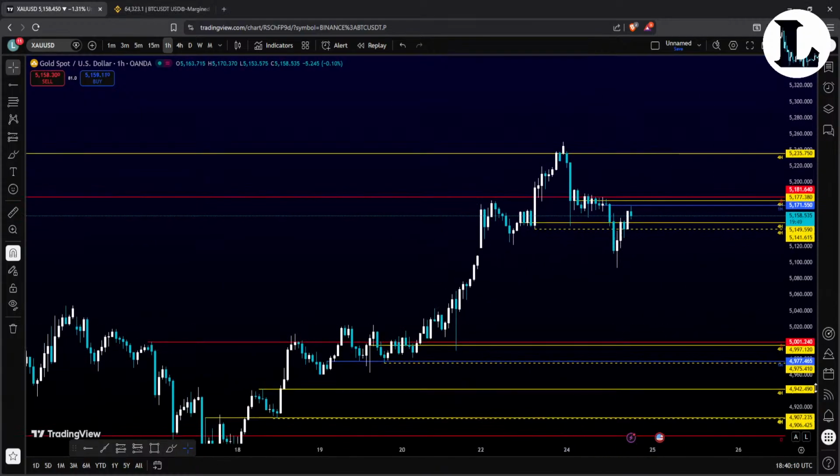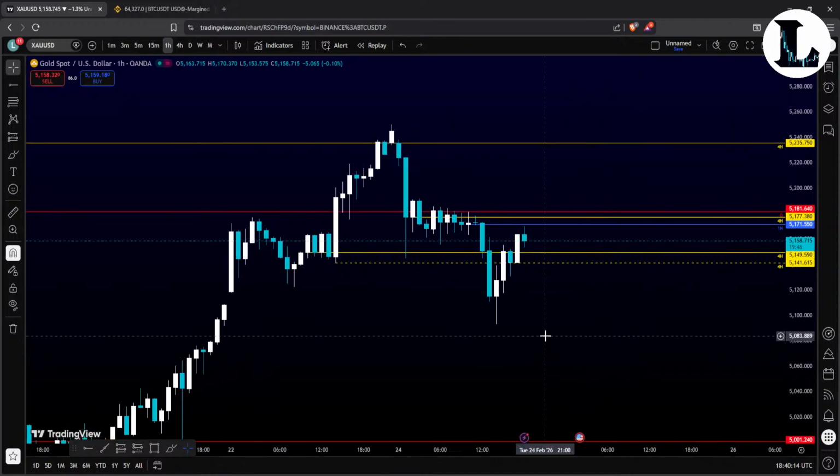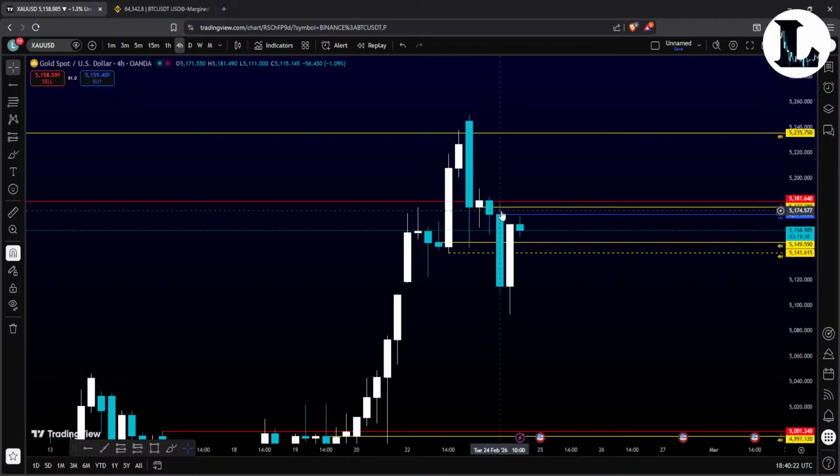Okay, just checking the stream. Okay, so we might be creating a 1 hour big support here. But you guys already know that, at least for now, we need to go above this 4 hour pull candle to make this a good support.